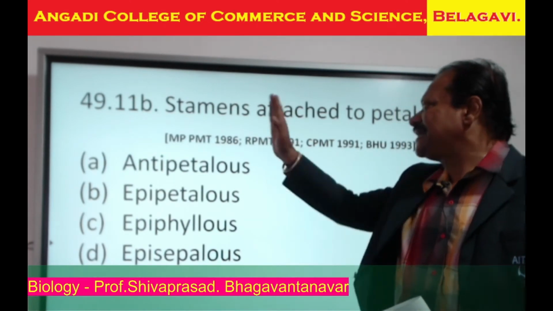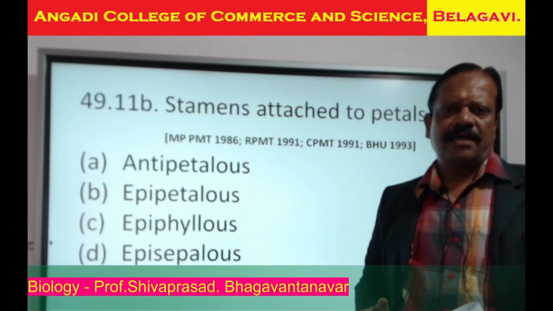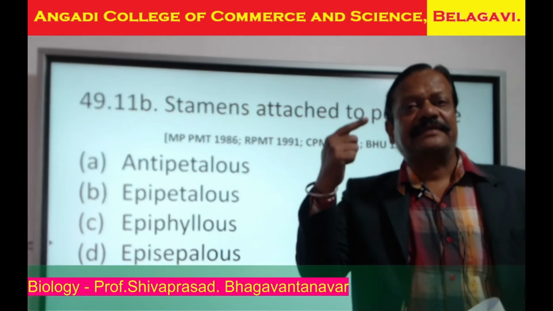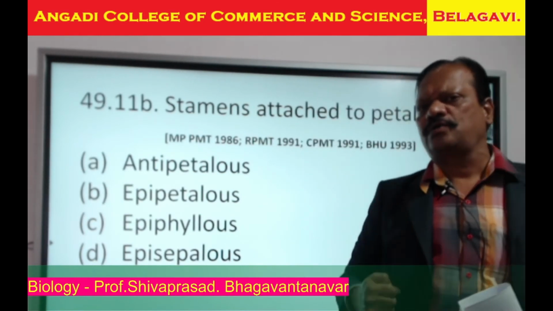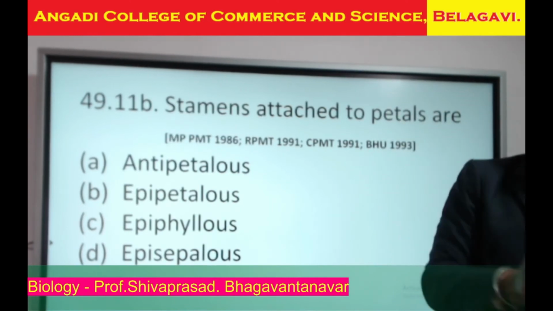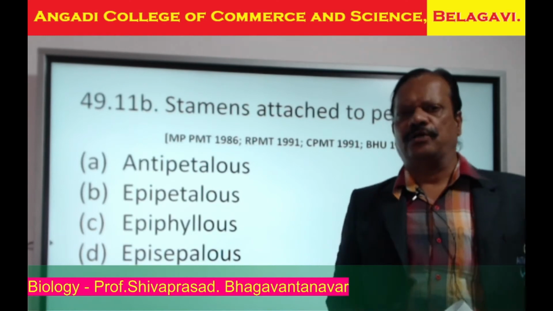Now, stamens attached to the petals are... Now, here you can see the flowers. Sometimes the stamens are attached to the petals or corolla. Sometimes they are attached to the sepals or calyx. So, different names are used.